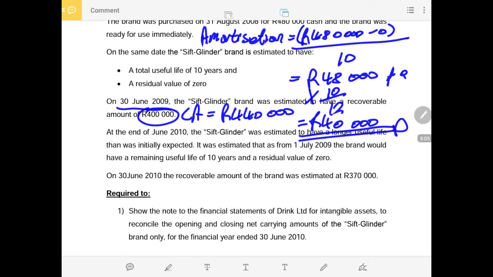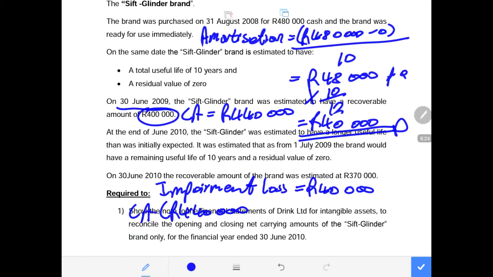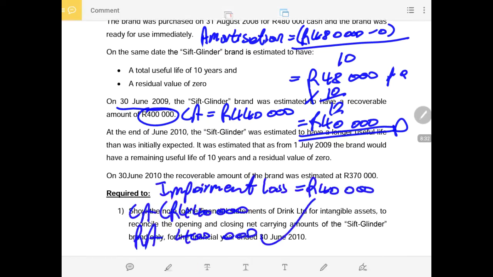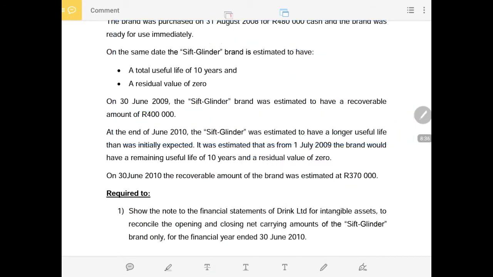That means in this scenario we have an impairment loss equal to 40,000 rands. Where is this 40,000 rands coming from? It is 440,000 rands, which is the carrying amount, less the recoverable amount of 400,000 rands. This gives us the amount of 40,000 rands as an impairment loss. So now we are provided with that information so far. Continue on that same note.